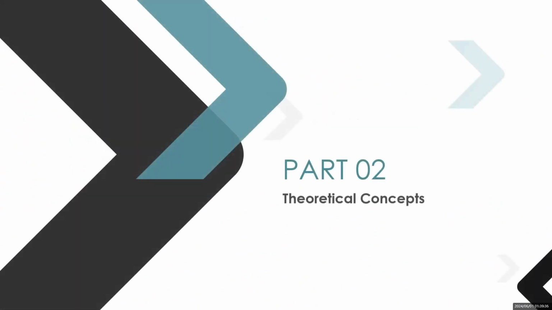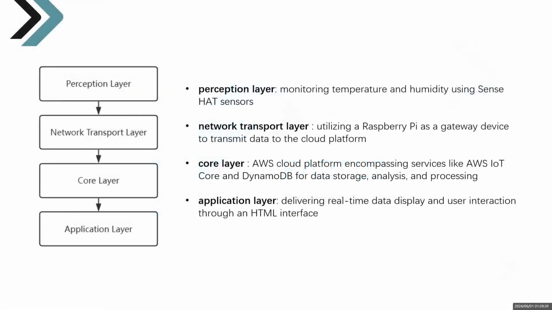Part 2 is the concept. My system employs a multi-tier architecture that includes 4 layers.